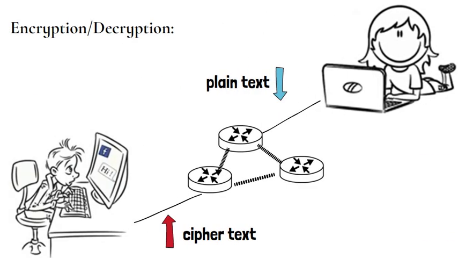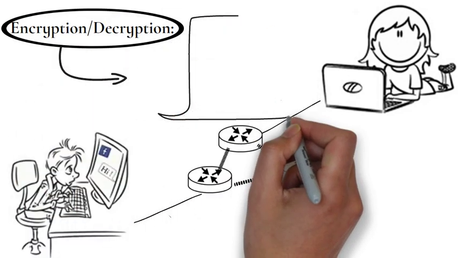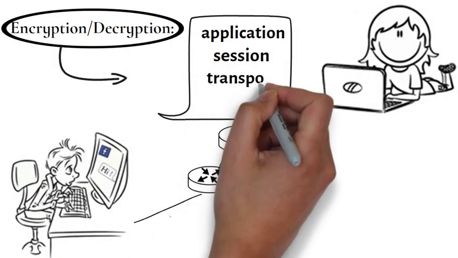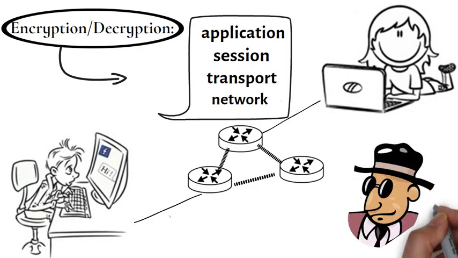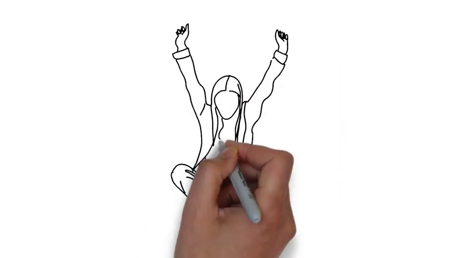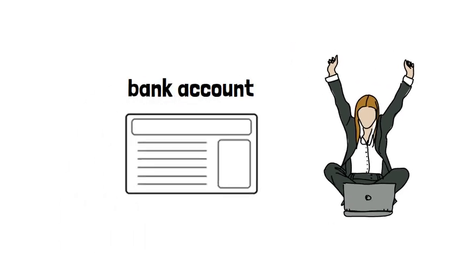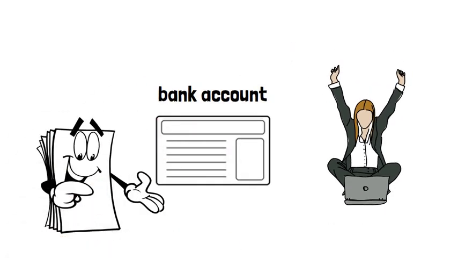Encryption and decryption are typically done at this level too, although it can be done on the application, session, transport, or network layers, each having its own advantages and disadvantages. For example, when logging on to bank account websites, the presentation layer will decrypt the data as it is received.